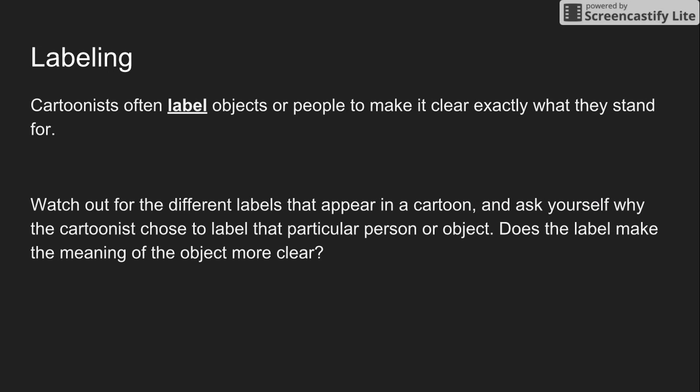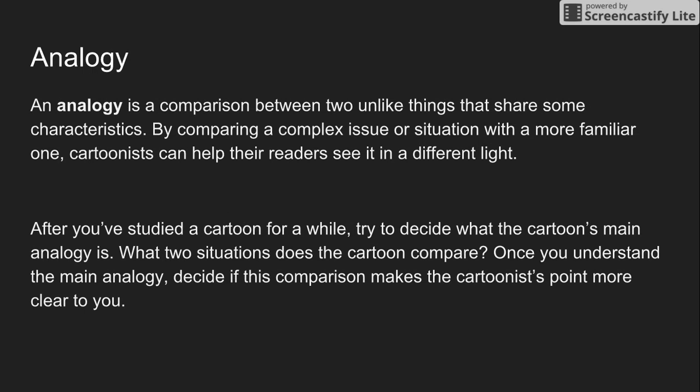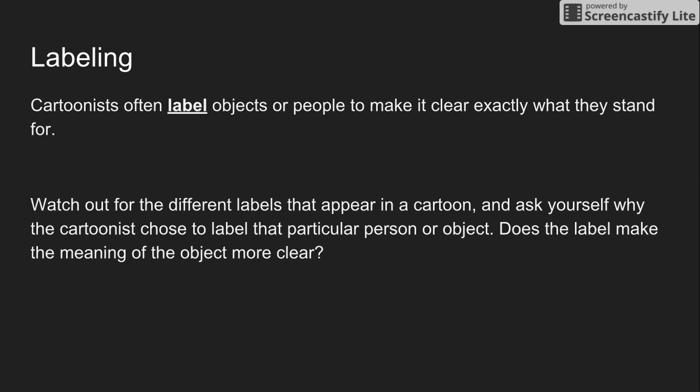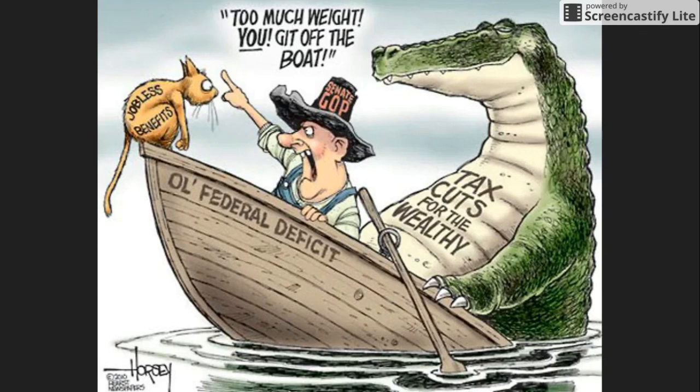All right, technique number 3 is labeling. This is the simplest technique in my opinion. Sometimes it's unclear to the viewer who the person is or what the thing is. If the symbolism isn't very clear, the cartoonist will literally just label the object. There are a few examples coming up that I'll show you in a minute.